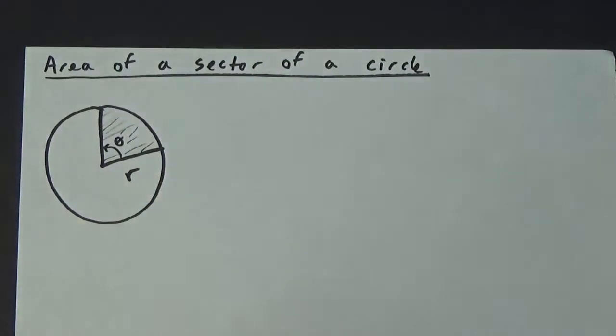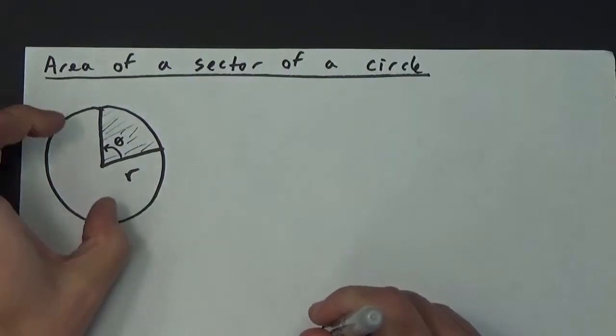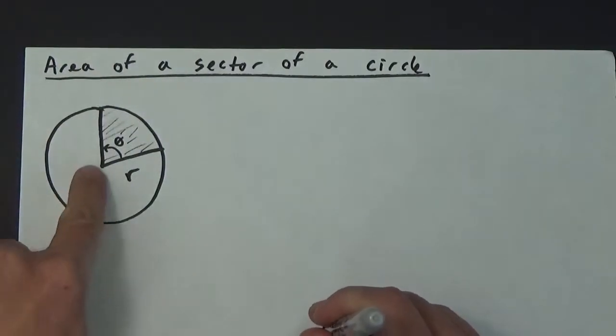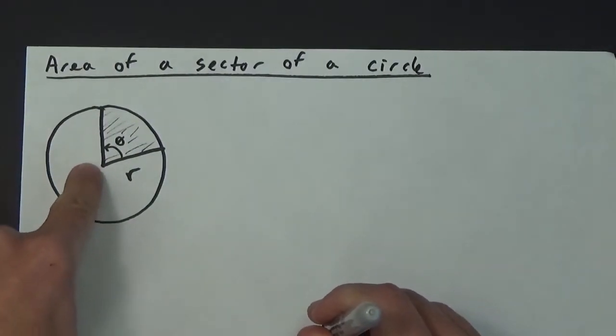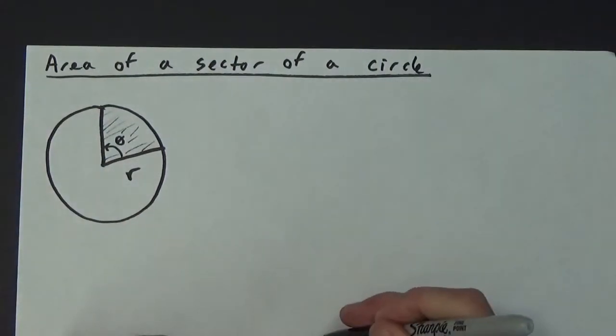Basically it's kind of like a piece of the pie. You're taking your circle and you're just chopping out one chunk of it, but you do have to have the center, so that point there has to be on the center. So we want to figure out, what is that area?